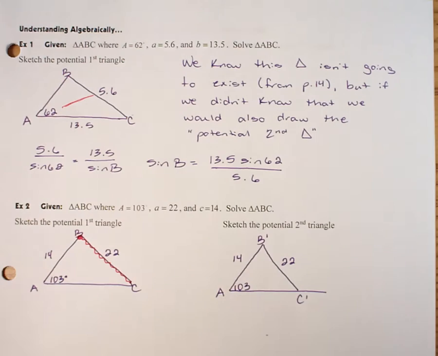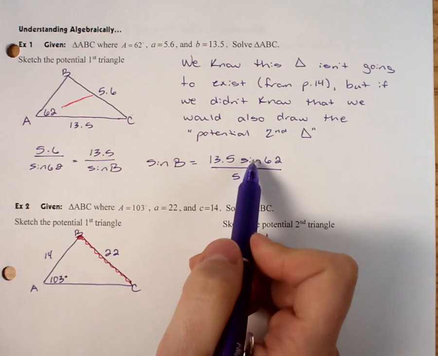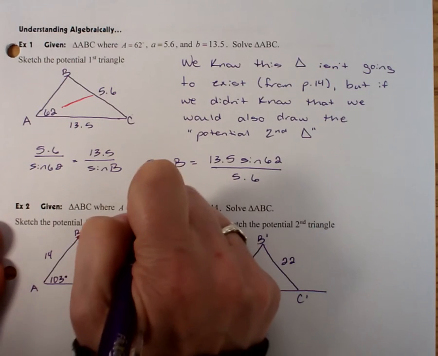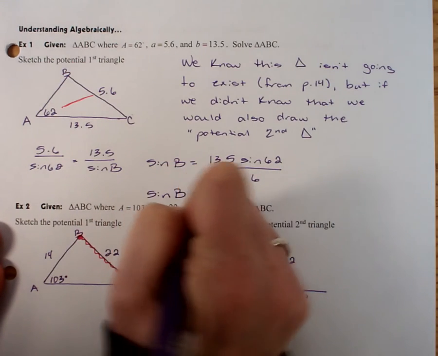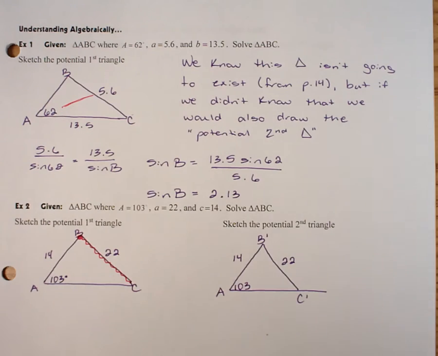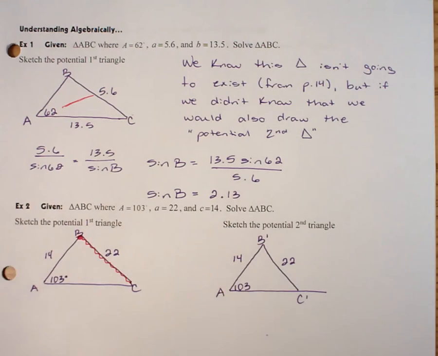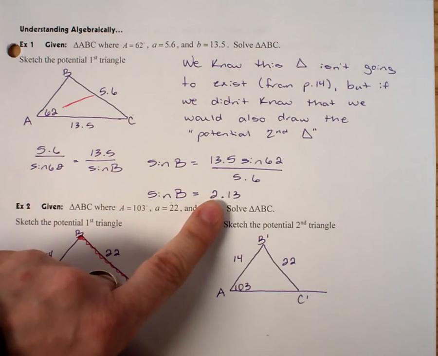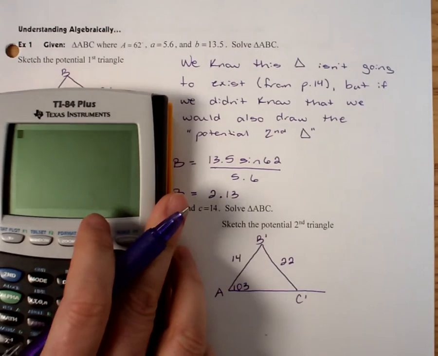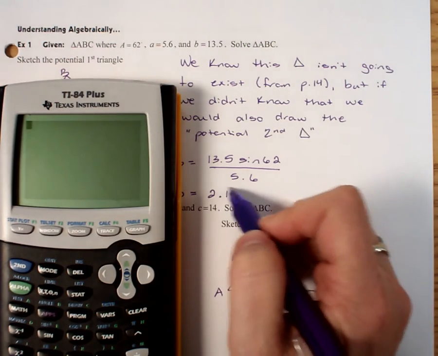Now, there are several places where it's going to warn us this is not going to work. If we type all of this into our calculator, we get sine B equals 2.13. Right now, this should be your first caution, where you say, whoa, whoa, whoa. We know that 2.13 is not possible for the sine in a triangle, because there's no way that the opposite over the hypotenuse would give us something more than 1.